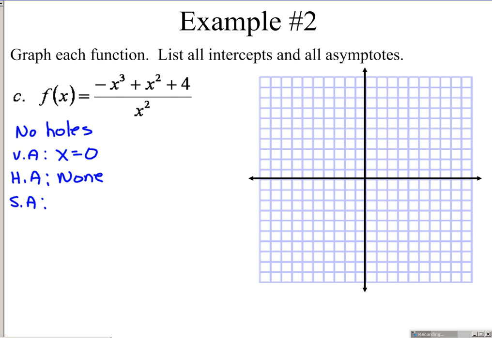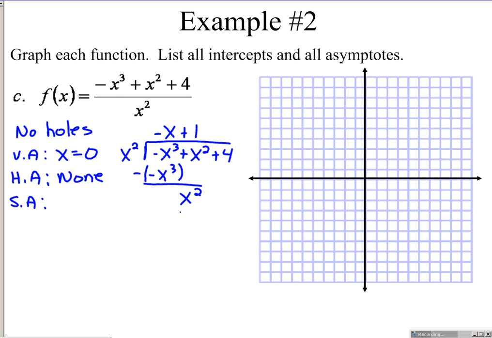Take x squared, divide it into that numerator. What times x squared equals negative x cubed? Negative x. Multiply. Subtract. Cubes are gone. Bring down the x squared. What times x squared equals x squared? 1. Multiply. Subtract. Bring down the 4. That's our remainder. So this divides evenly. Negative x plus 1 times. There's our slant asymptote.